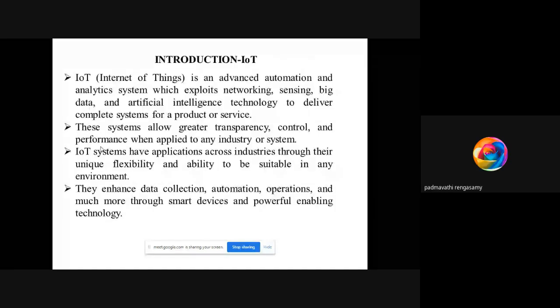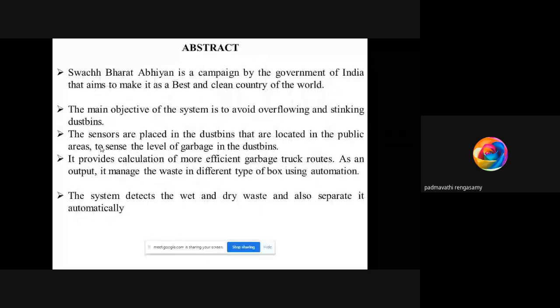For automation only we prefer IoT. In this project, we have taken the idea of Swachh Bharat Abhiyan, that is the Clean India project. So the main objective is to make India clean and avoid pollution.